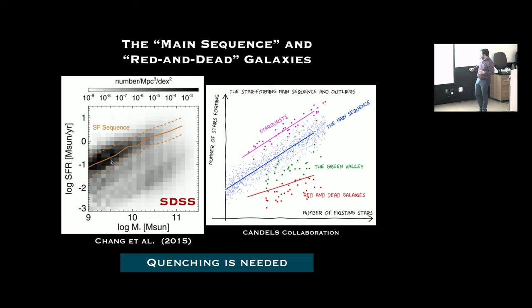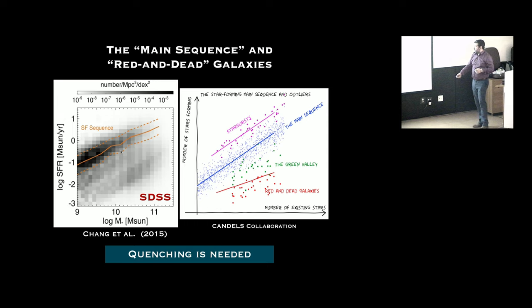If you go above the main sequence, you have the more powerful systems that we call starburst galaxies. You can see them here in this part of the diagram. These are actual data, by the way. And you see galaxies in this area of the diagram below the main sequence of star formation for galaxies.